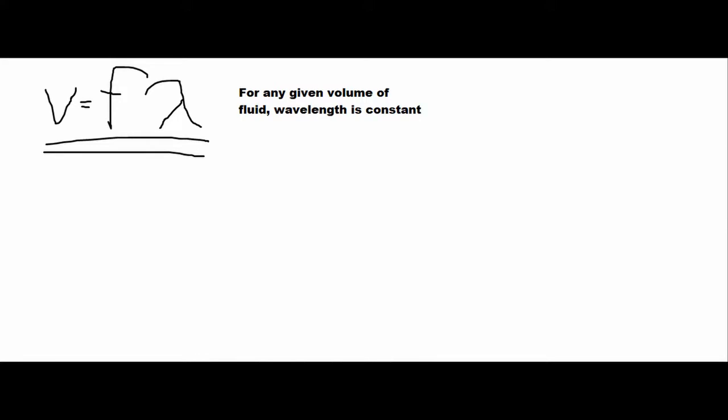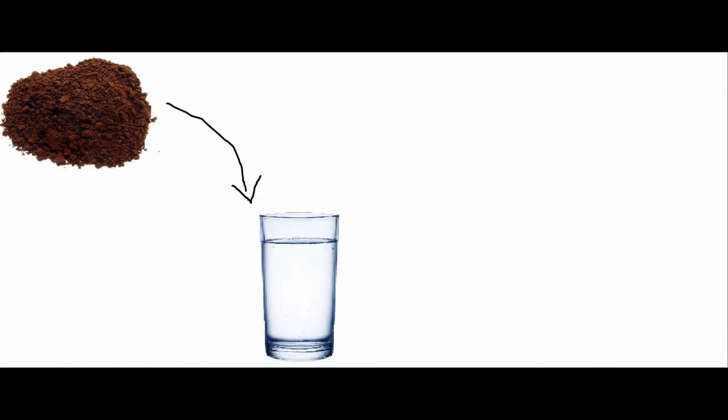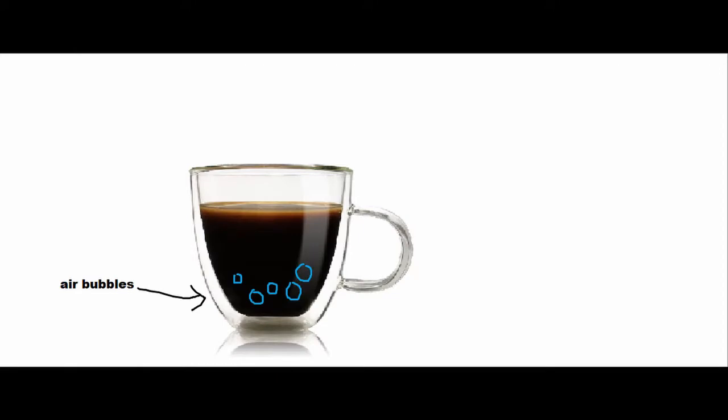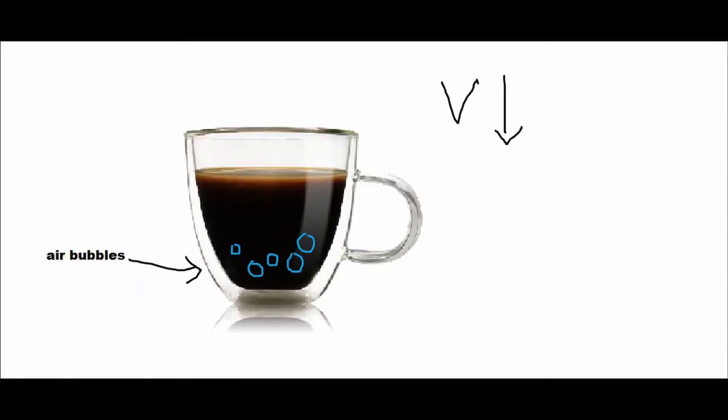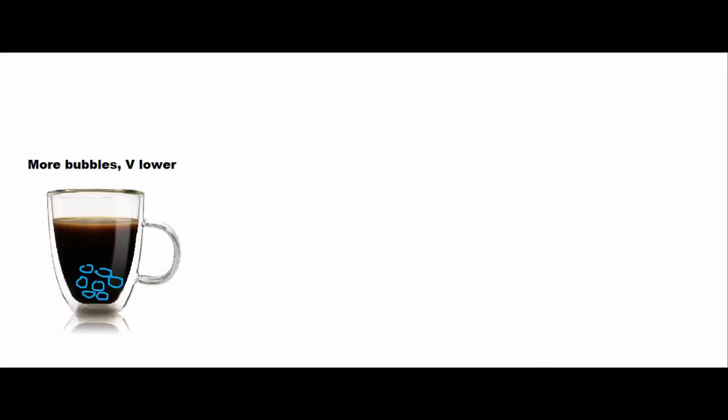The wavelength of a sound is constant for a given volume of fluid. This means that velocity is directly proportional to frequency, and pitch increases when frequency increases. So when the substance, coffee in this case, is put into water, it creates many tiny bubbles which lower the speed of sound in the liquid. If the speed of sound is decreased, the pitch is also decreased.